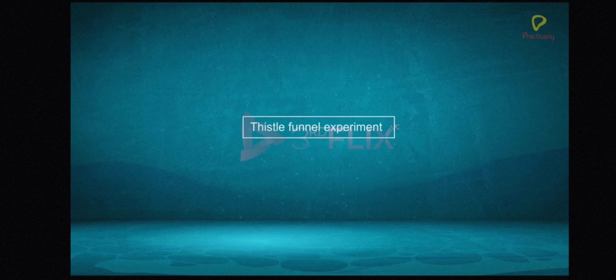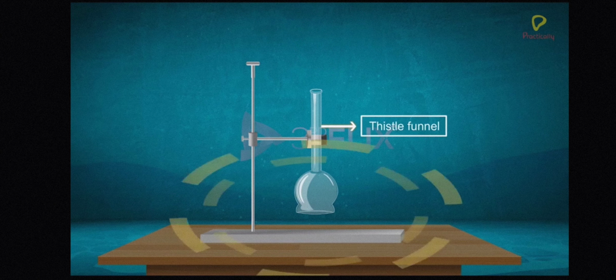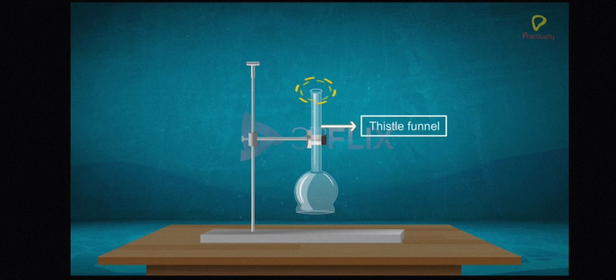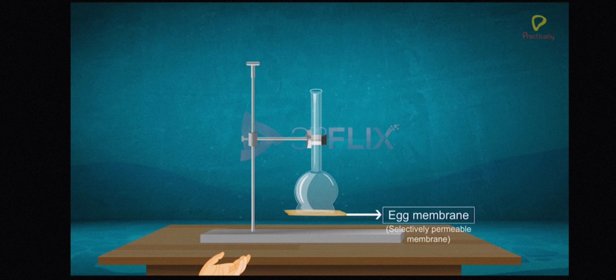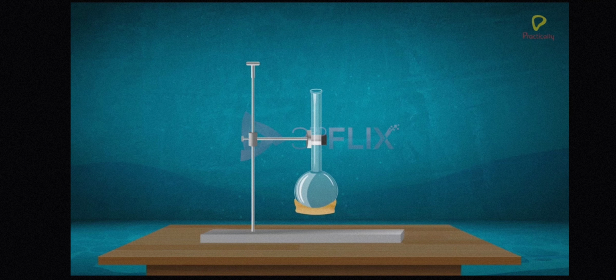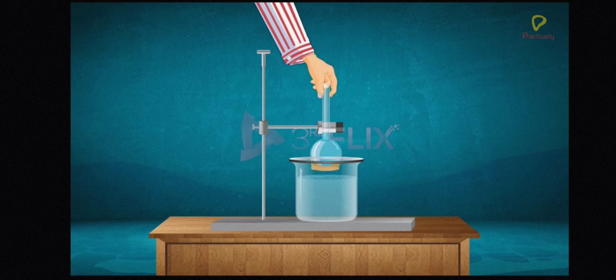Thistle funnel experiment. A thistle funnel with a broad opening below and a narrow opening at the top is taken. An egg membrane, which acts as the selectively permeable membrane, is fixed to the broad mouth of the funnel. The funnel is filled with sucrose solution up to a level in the tube. The inverted funnel is immersed into the beaker with water.